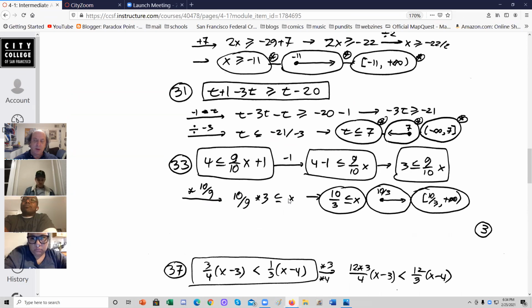So 10/9 times 3 is less than or equal to x. And this multiplies out to 10/3. So 10/3 is less than or equal to x. It's everything to the right of or equal to 10/3. Bracket, 10/3, positive infinity, parenthesis.